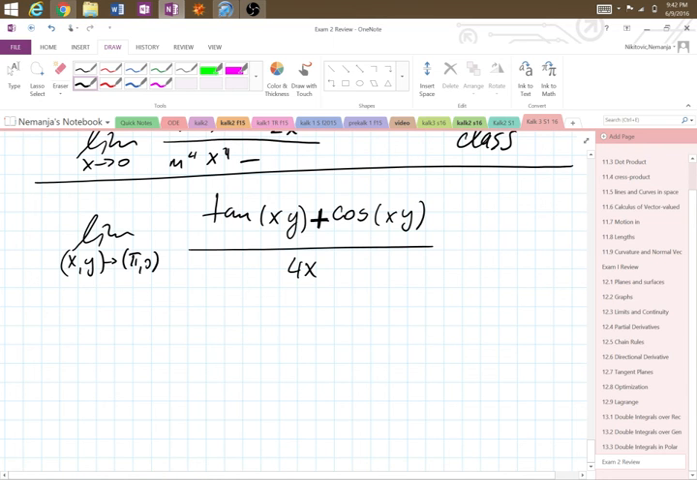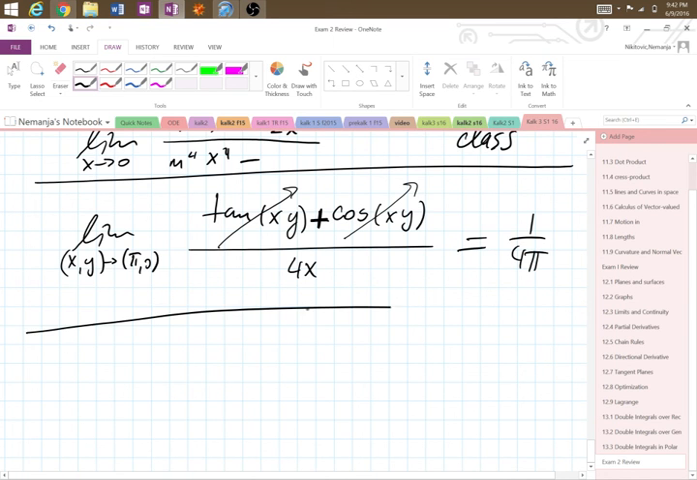So now, guys, all you do is you first try to plug these points in. If you get a finite value on the end, that's the limit. If you don't get a number, then you look for paths to show that it does not exist. So when you plug in pi and 0, this one dies, this one becomes 1, and this is 4 pi, 1 over 4 pi. That's the limit. So this one is good.